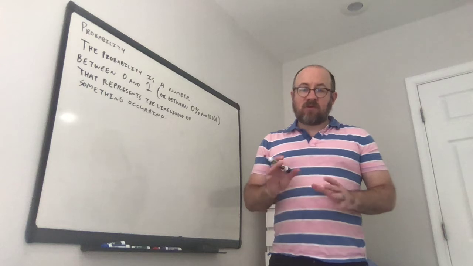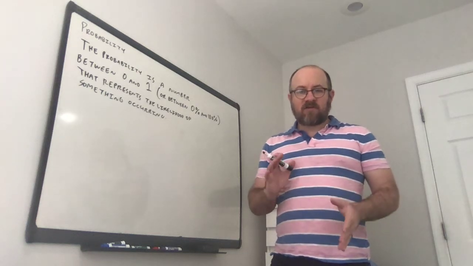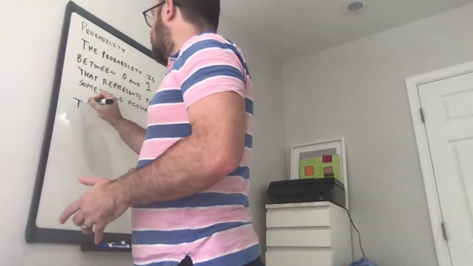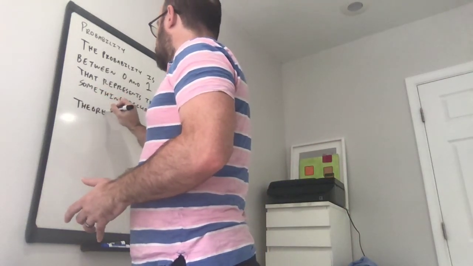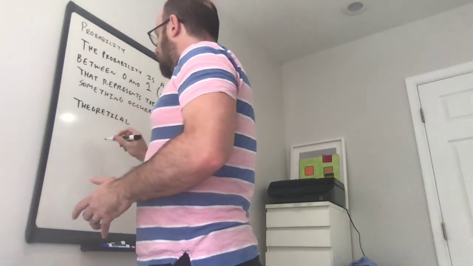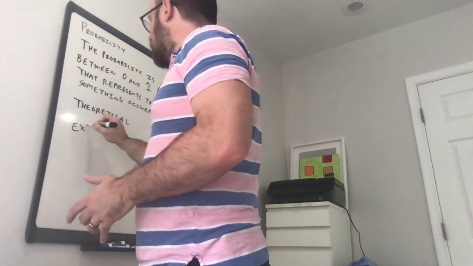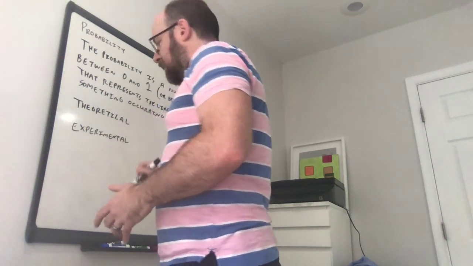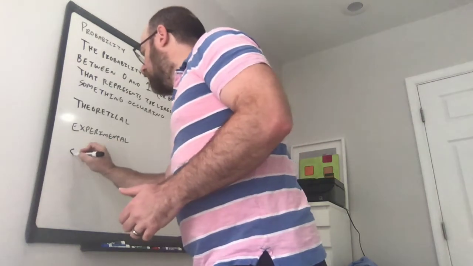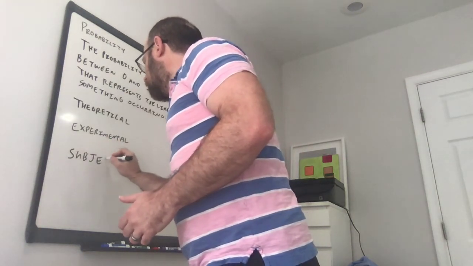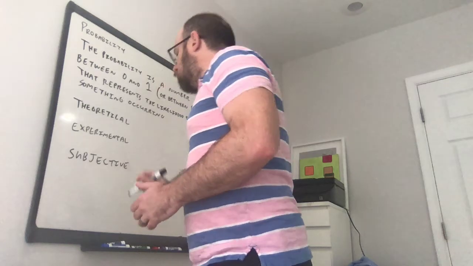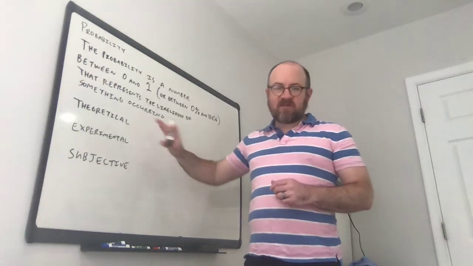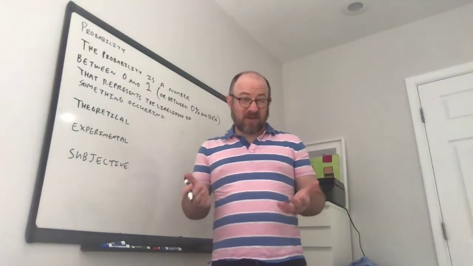Now, probability is used in a number of different ways. We're going to focus mostly on what's called theoretical probability and experimental probability. So I want to define those two, and then we'll talk a little bit about what's called subjective probability. Okay? So the first two are the ones that we're mainly going to discuss. They're the ones that we're mostly interested in.